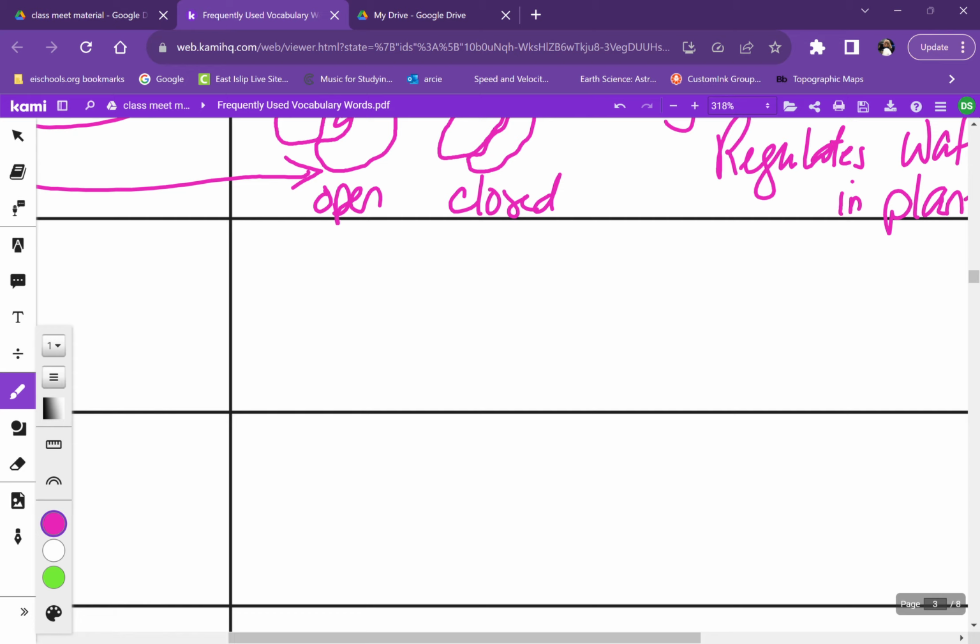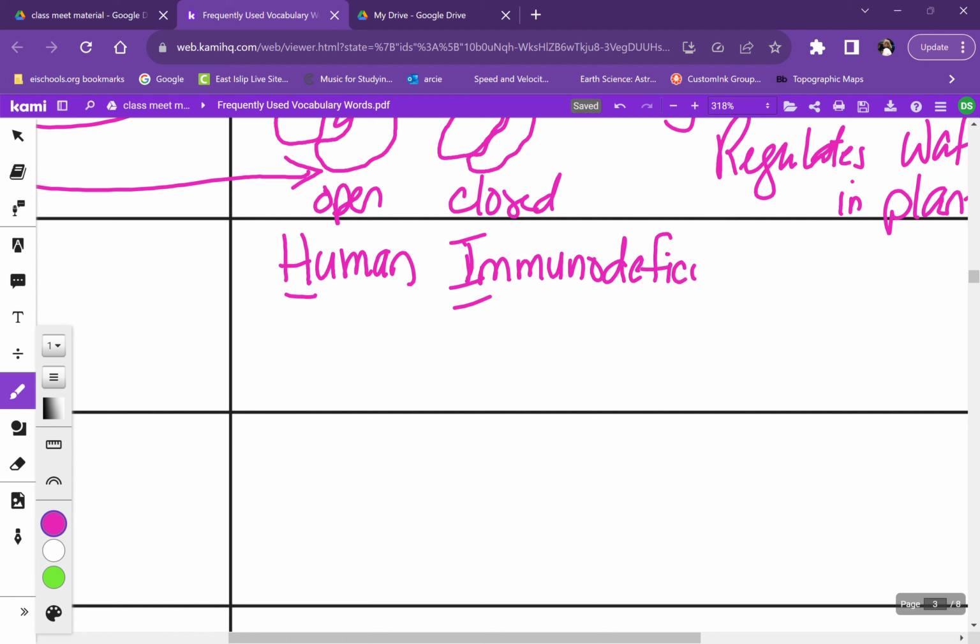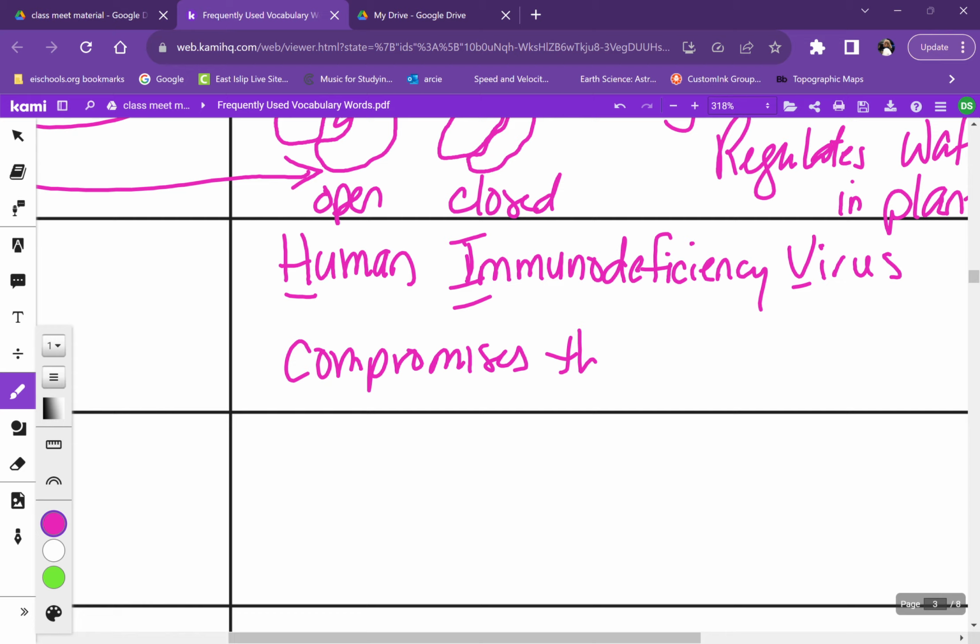Next one we have is HIV, which is human. There's the H. Immuno. I'll make it capital I. Immunodeficiency. And then virus. That's the V. Okay, so human immunodeficiency virus. Basically, it compromises the immune system.